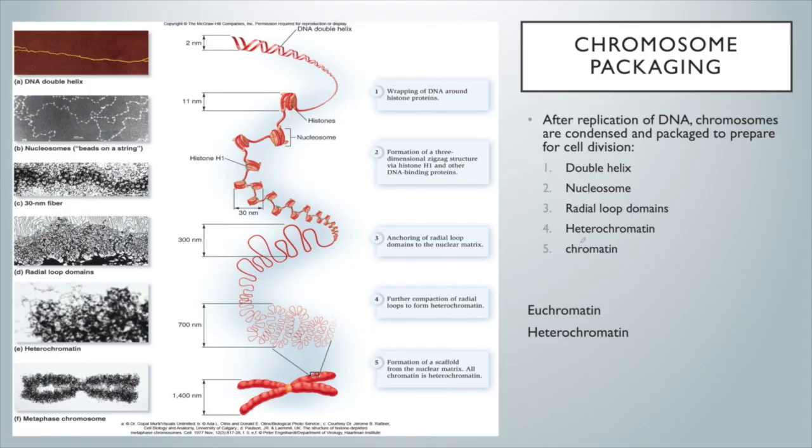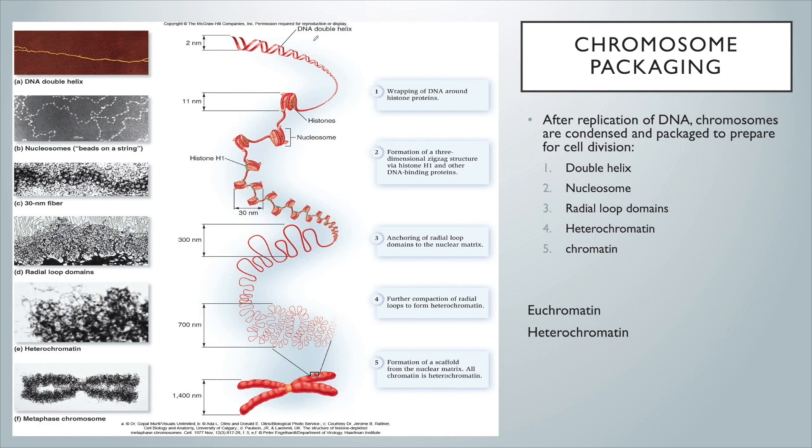So that brings us to chromosome packaging. We've already looked at how DNA is replicated, but the replication of DNA is done in order to prepare the cell for cellular division. And in order for the cell to divide after DNA replication, the DNA has to be condensed and packaged so that cellular division can occur, which is part of the cell cycle that we'll look at next. So that means we need to look at the stages of chromosome packaging.